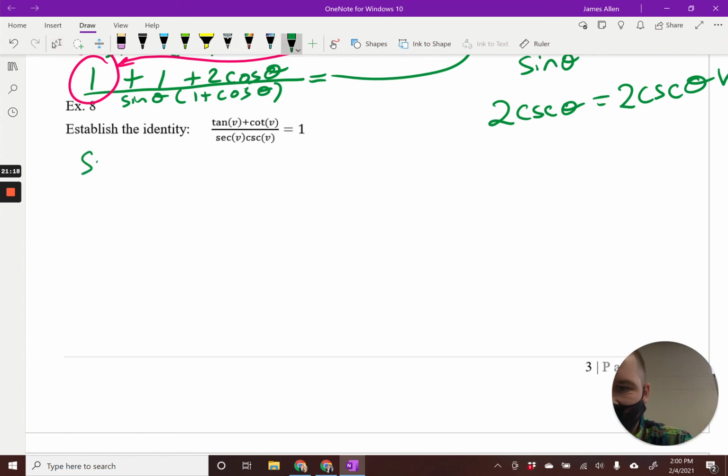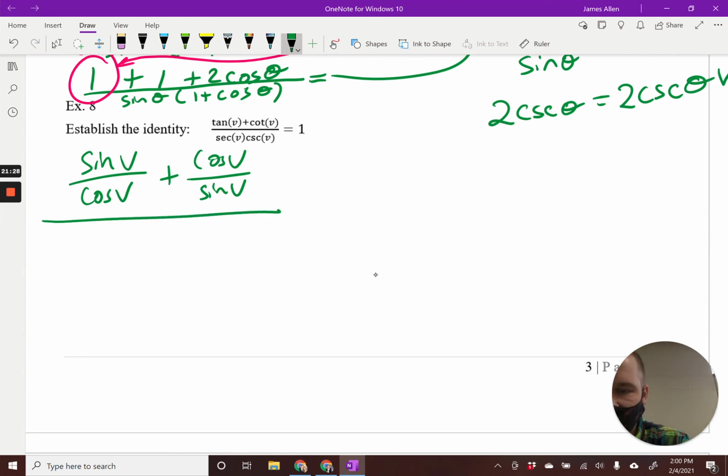So tangent is sine of v over cosine of v. Cotangent is cosine of v over sine of v. All over. Secant is 1 over cosine of v. And cosecant is 1 over sine of v. Lovely, awesome sauce. Okay. Again, all that's going to try to equal 1. And you might be thinking, dude, we've got like 4 fractions now. How is that even helpful? Well, I tell you what.